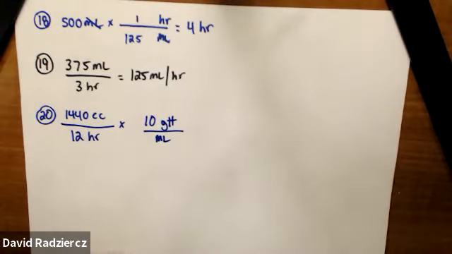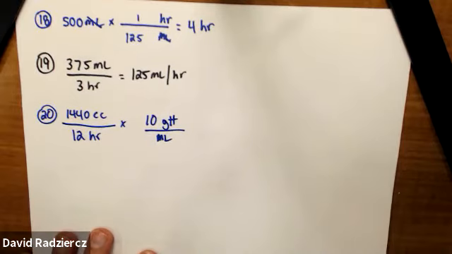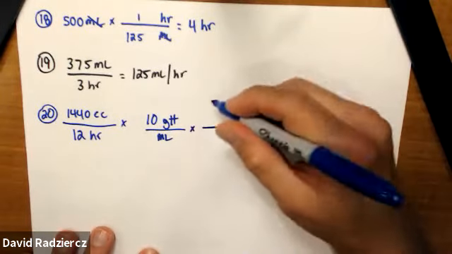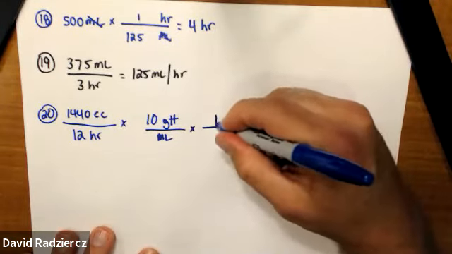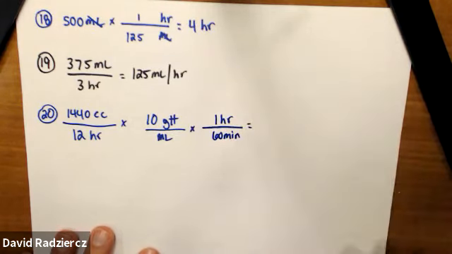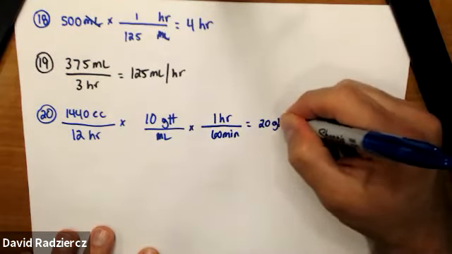Now, the other thing is with the drop factor, it tells you it wants it in drops per minute. So if you're a purist with dimensional analysis, you would then just convert your hours to minutes. And then you'd get 20 drops per minute.